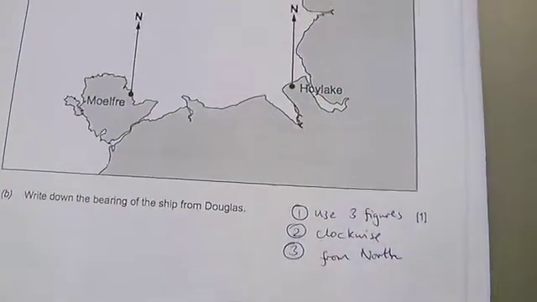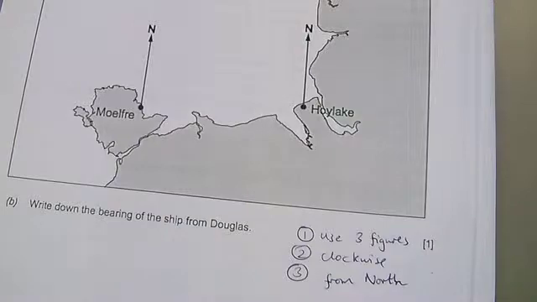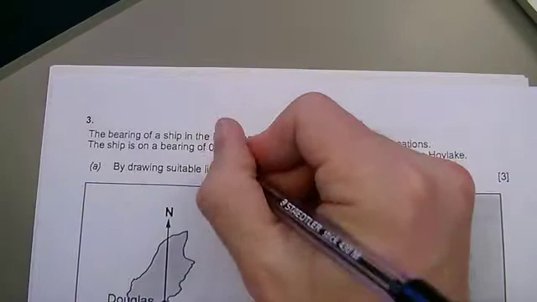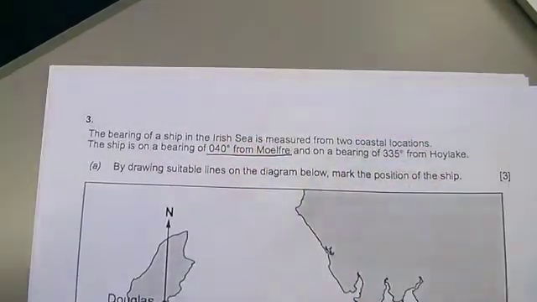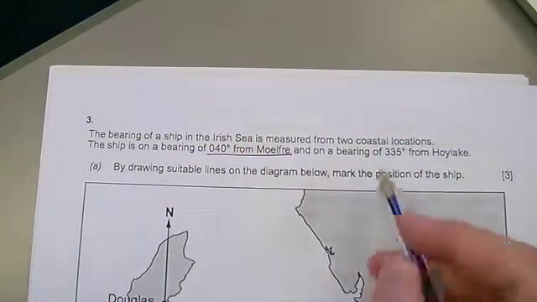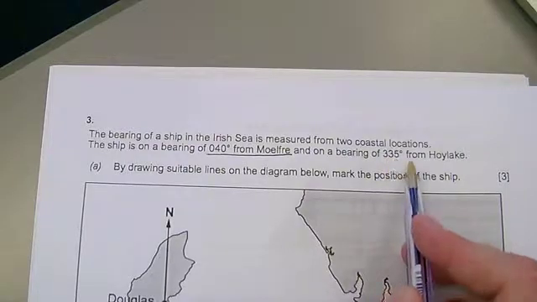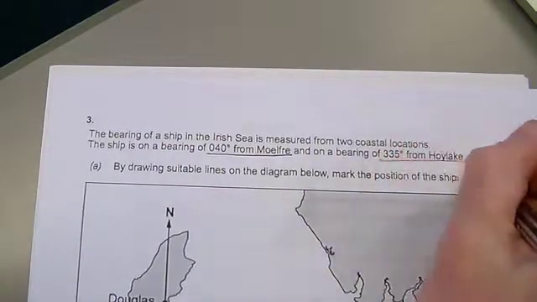Okay, so the first one says the bearing of the ship in the Irish Sea is measured from 2 local places. Now, the most important word is from. It says the ship is on a bearing of 040 from Moilfra, and then 333 from Hoy Lake.